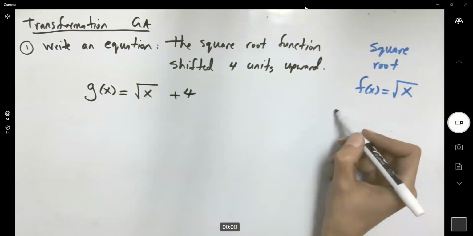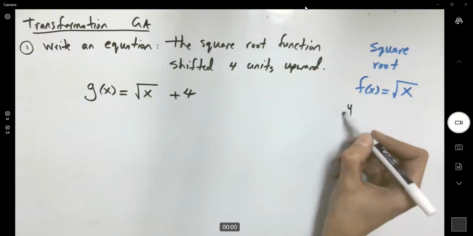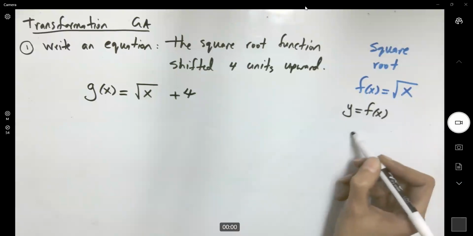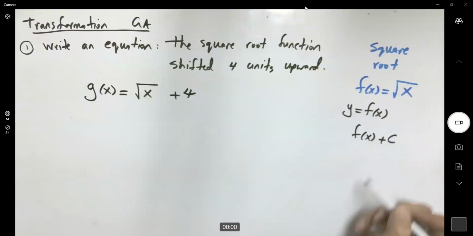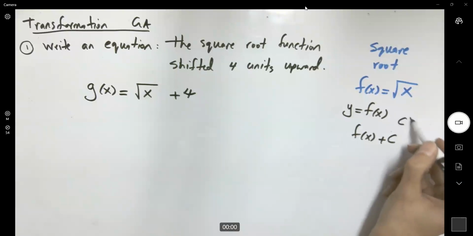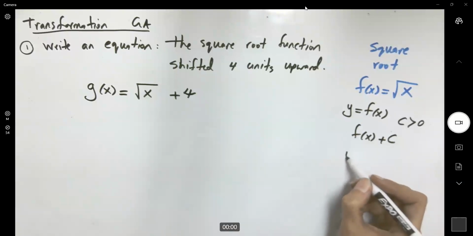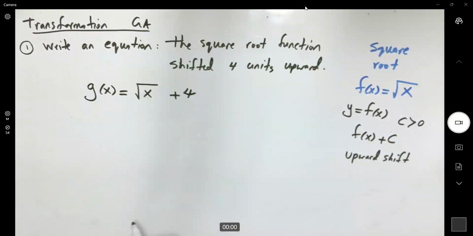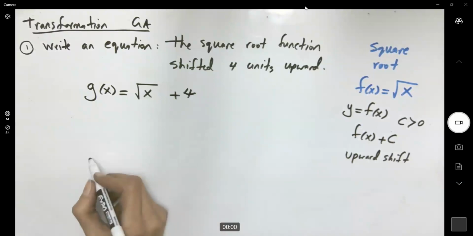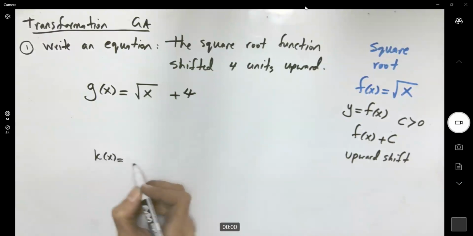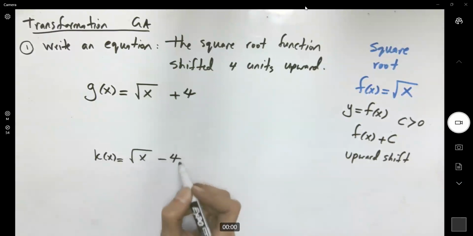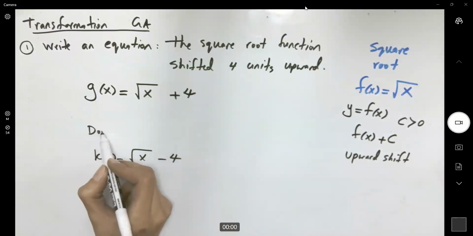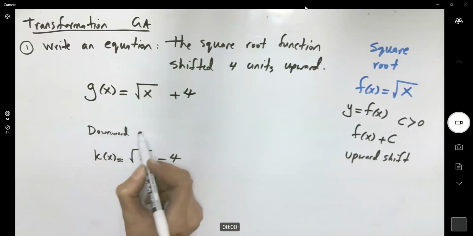Remember that for the upward shift, if y is equal to f of x plus constant c, for c to be positive, gives us an upward shift. If I ask you to write the square root function shifted 4 units downward, you write it as k of x equals square root of x minus 4. It is a downward shift.